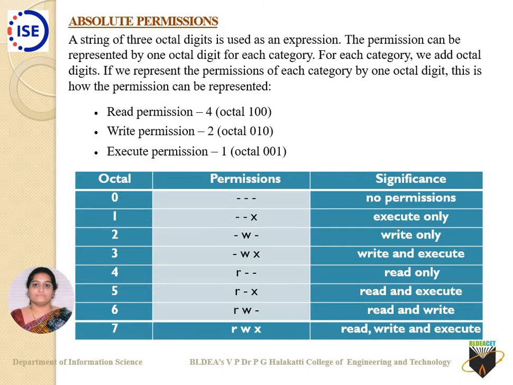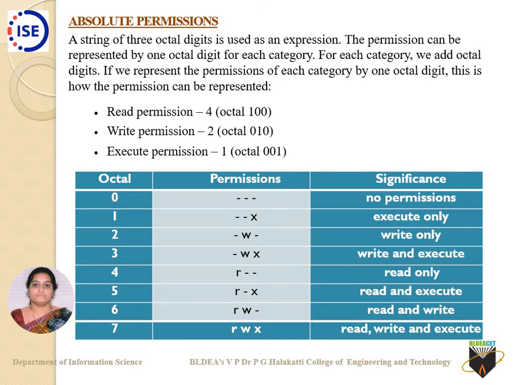Then for 3, what will it be? Sorry, it will be 0, 1, 1. Then 4 will be 1, 0, 0. 5 will be 1, 0, 1. 6 will be 1, 1, 0. Then 7 will be 1, 1, 1.